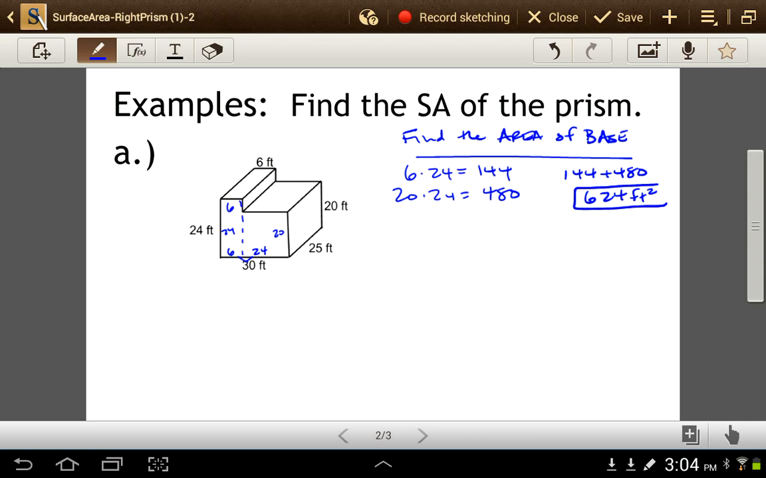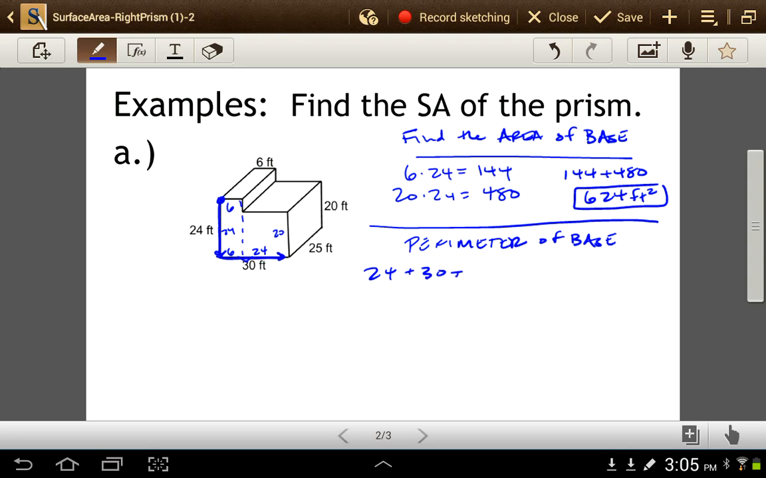So that's my first part, find the area of the base. Next part is find the perimeter of the base. We have to add up all of the sides of the base. There are 1, 2, 3, 4, 5, 6 sides. I'm going to start with this corner here, and I'm going to go down. That's 24. Plus, I'm going to go across. That's 30. Plus, I'm going to go up. That's 20. Plus, I'm going to go across. I don't know what that is. I do, because I know that across was 24. We already figured that out, because 6 plus 24 equals 30.